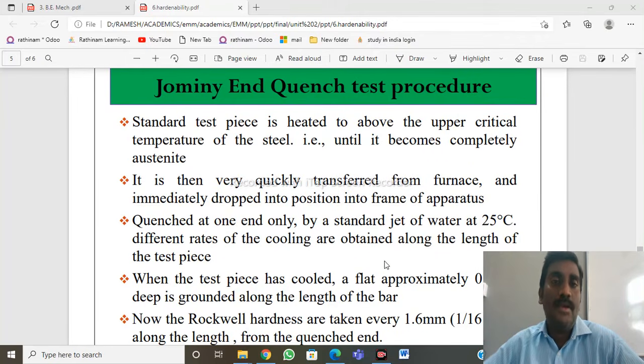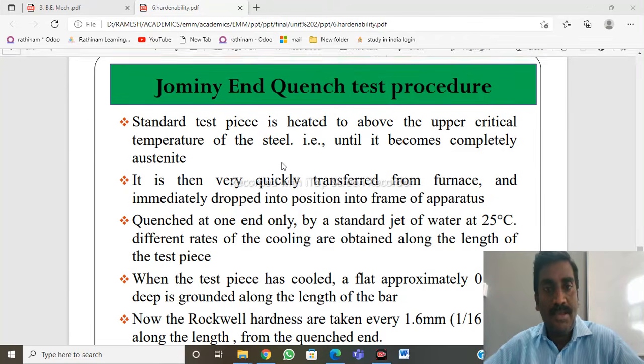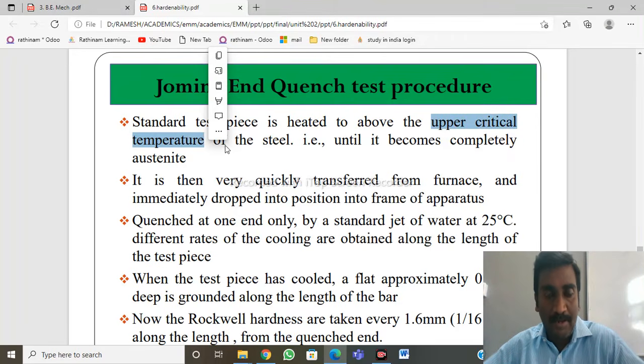So how is the Jominy end quench test to be conducted? The standard test piece is heated above the upper critical temperature of the steel. That means the test piece is heated above the upper critical temperature, so the most important parameter is the upper critical temperature, until it becomes completely austenite. Why are we heating to the upper critical temperature? Because the structure is to be maintained in the completely austenite form. For that purpose, we are conducting the Jominy end quench test. So the standard test piece is heated up to the upper critical temperature.